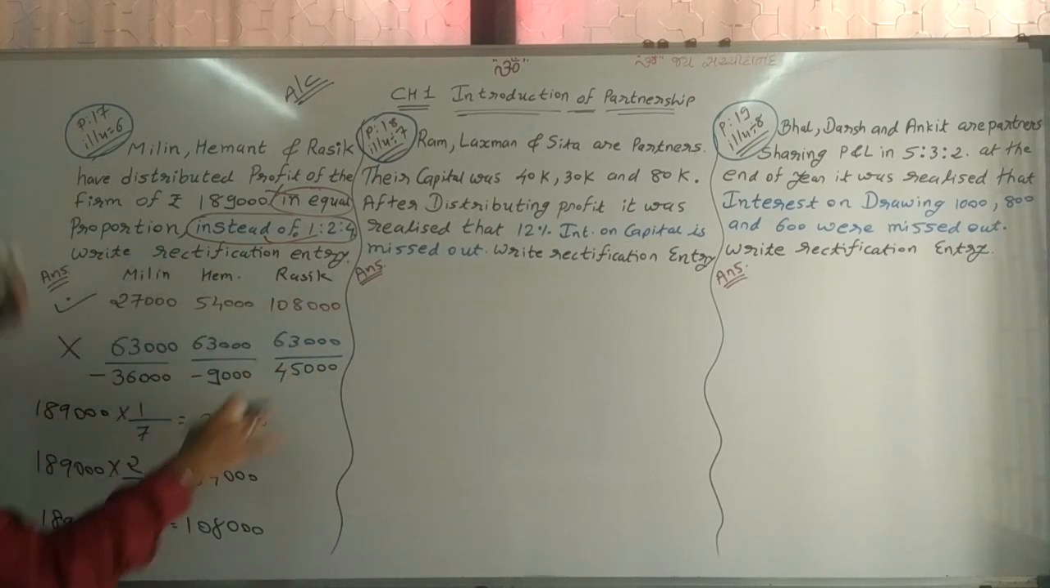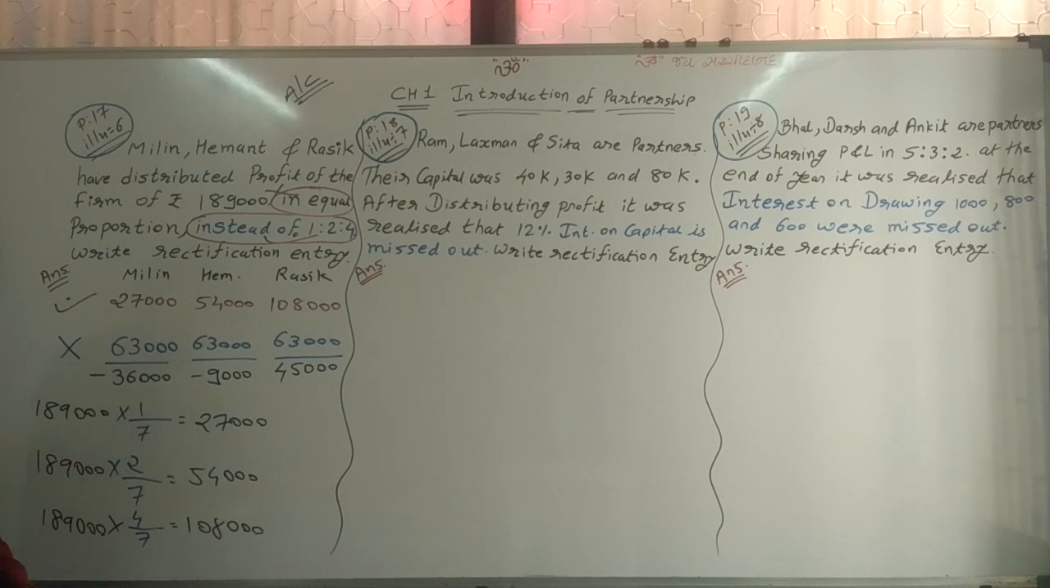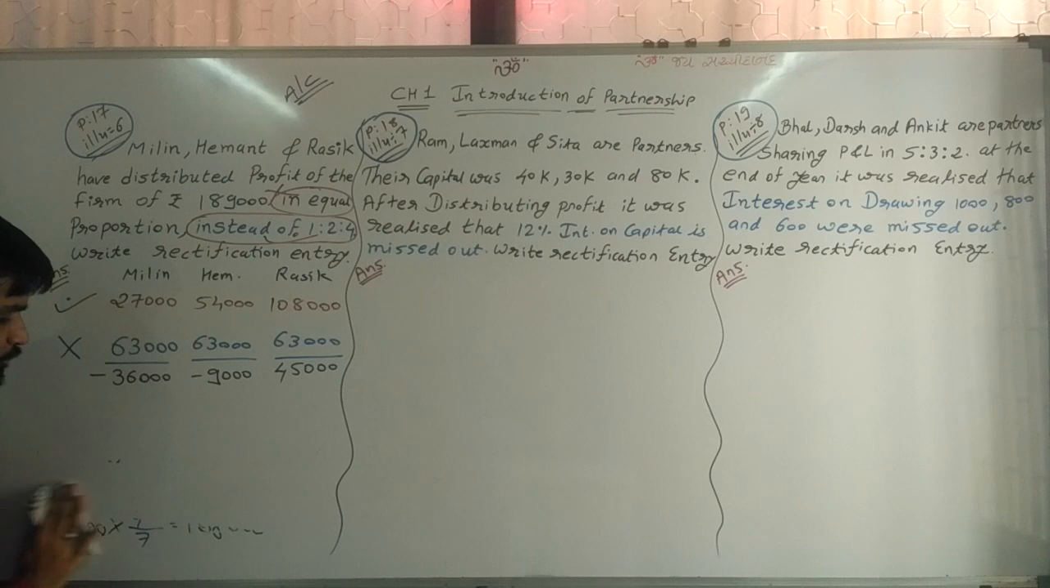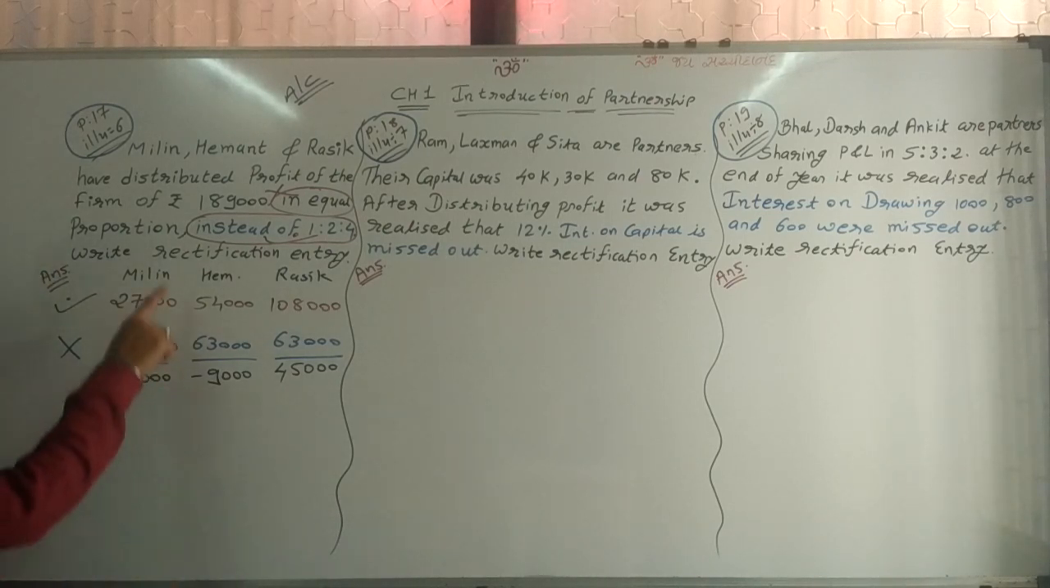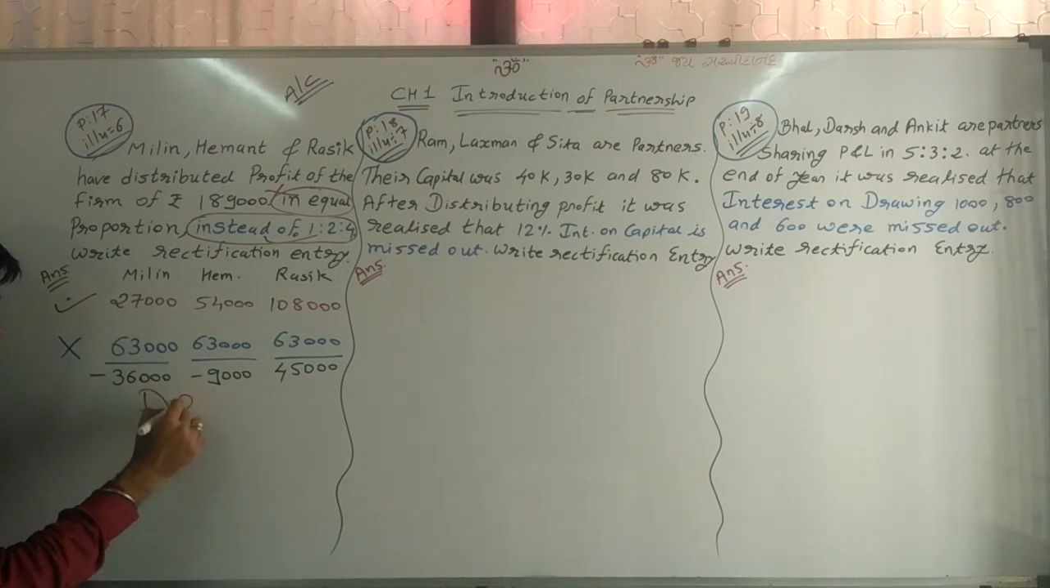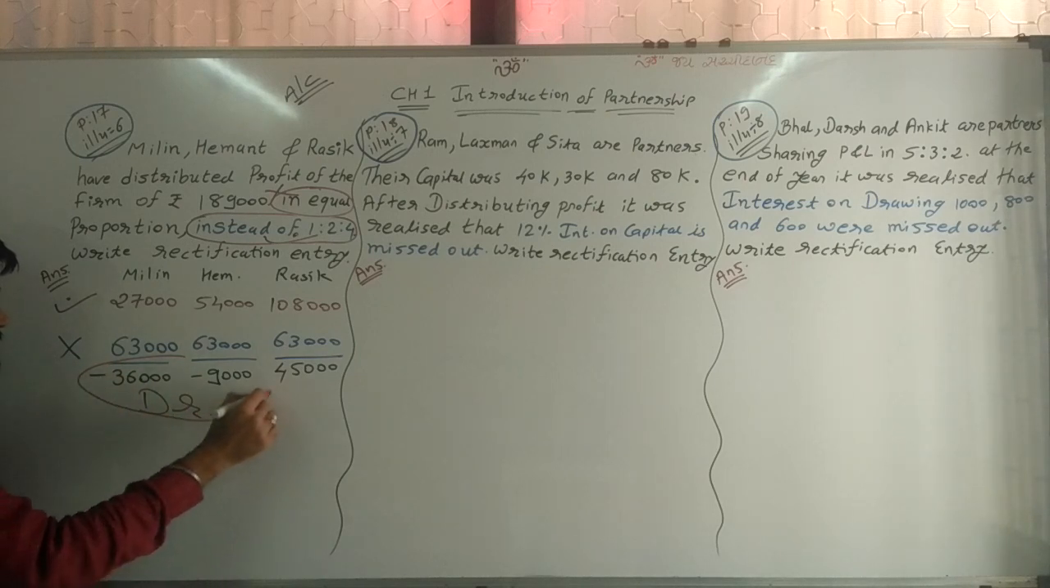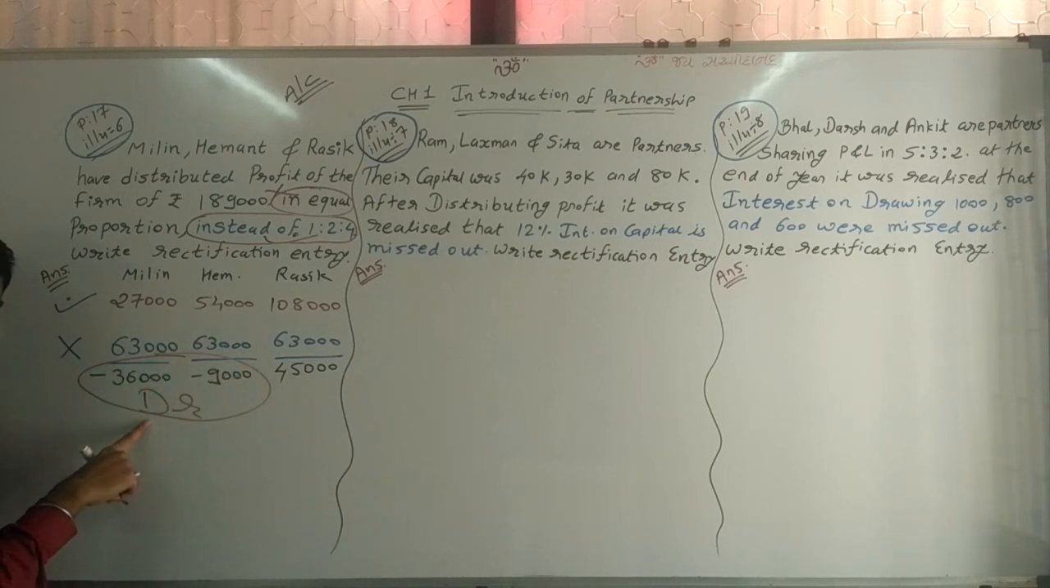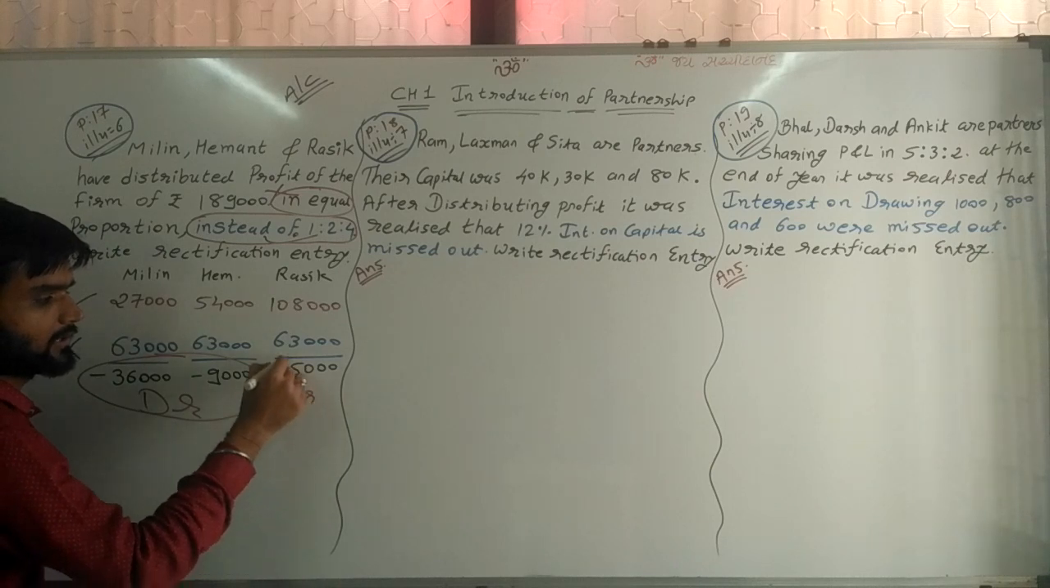Now, sir, this is the calculation. This is not the answer. So, sir, what is the answer actually? What we need to do? We need to write the rectification entry. So, write the journal entry for this. Now, what is the journal entry for this? So, minus means debit. Minus means debit. Plus means credit.